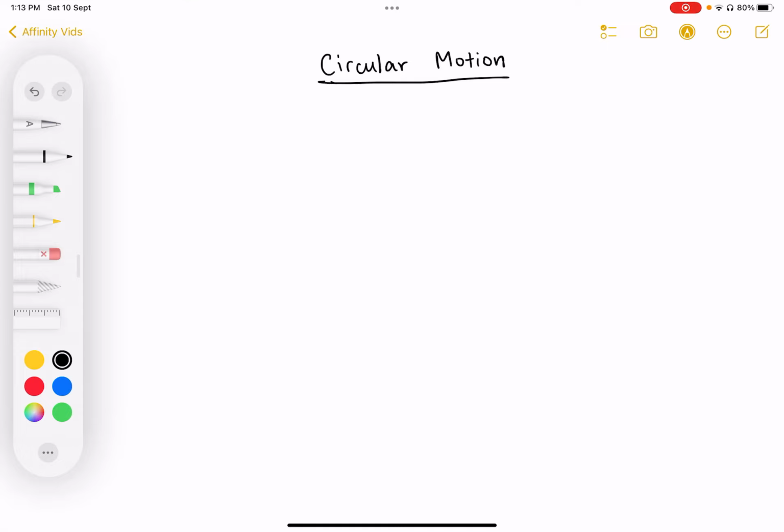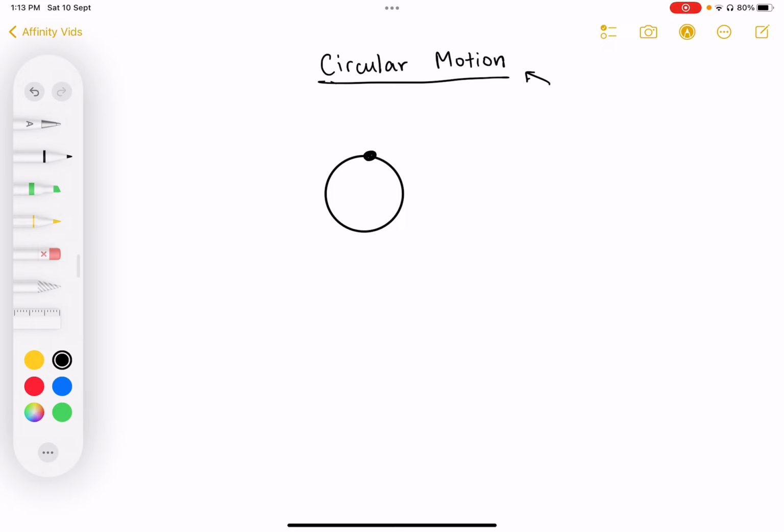Hello. So today we're going to be talking about circular motion. What is that? It's in the name. It's how we define the motion of an object when it moves in a circular path. Quite easy. So let's imagine an object moving in a circular path. We can call it a planet or any sort of thing that's moving in a circle, right?